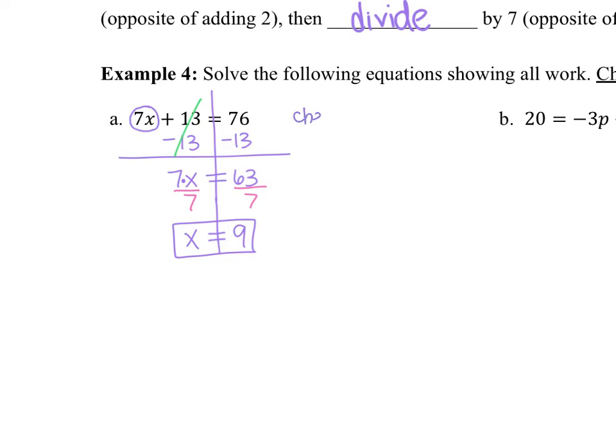So we have to check. Now this is where it's getting more and more important to check. So I'm going to copy this equation exactly, except I'm going to replace x with what I'm saying x is equal to. And I'm going to put it in parentheses too. So 7, and then parentheses, my 9, which is my x, plus 13 equals 76. So you can see that that's just the same exact equation. That's just 7x plus 13 equals 76. But I'm replacing that x with 9.